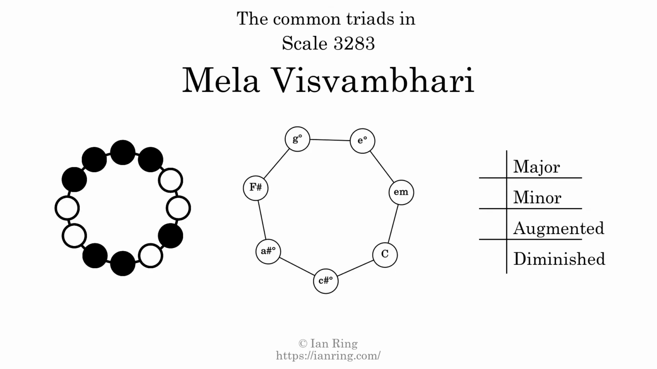Here are the common triads present in this scale. The diagram in the center is a graph of parsimonious voice leading between triads. There are 2 major triads. There is 1 minor triad. There are no augmented triads. There are 4 diminished triads. Here is a Hamiltonian path of parsimonious voice leading that uses all the triads.